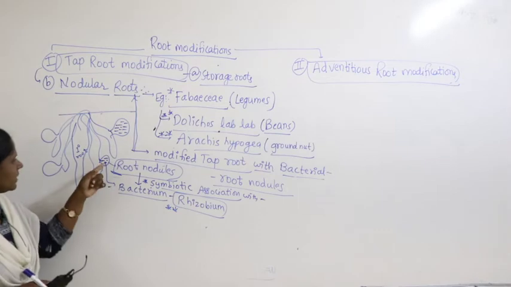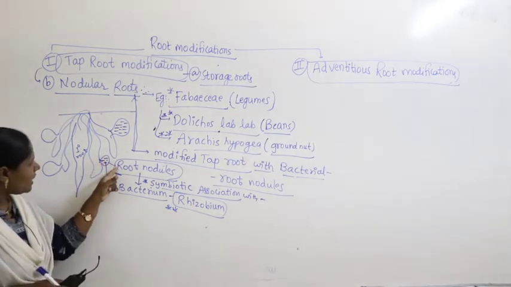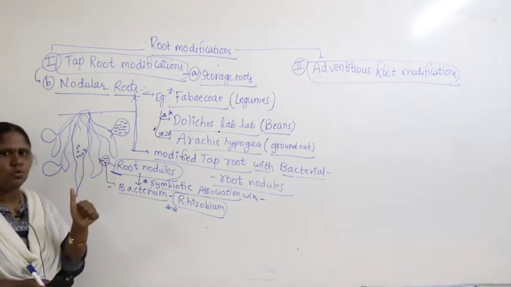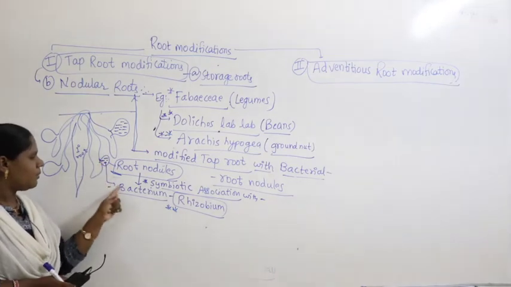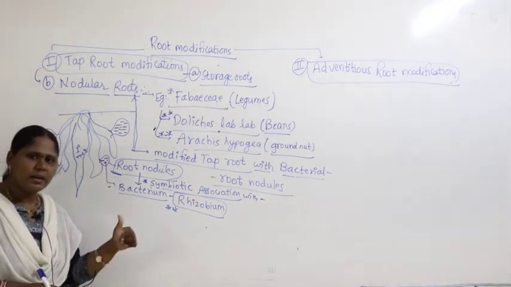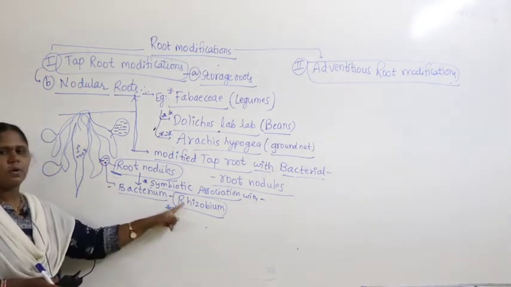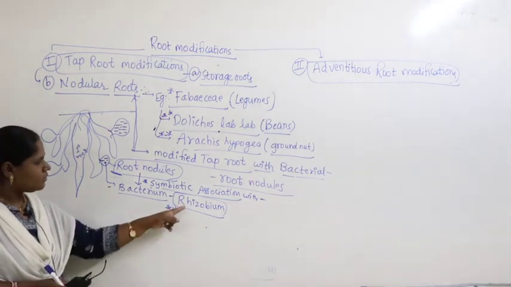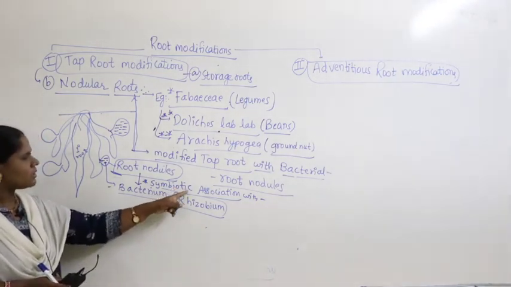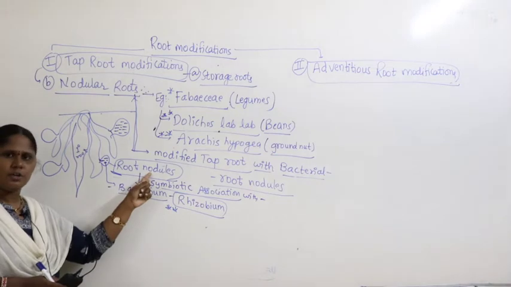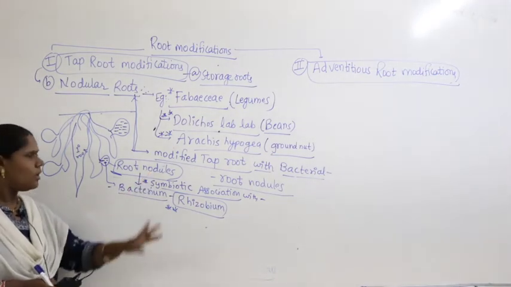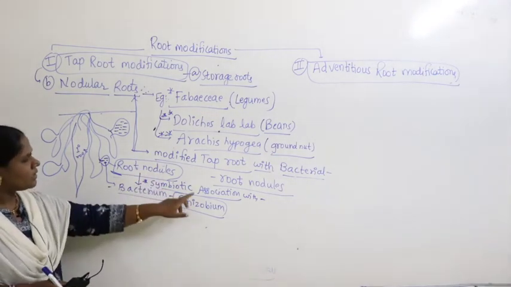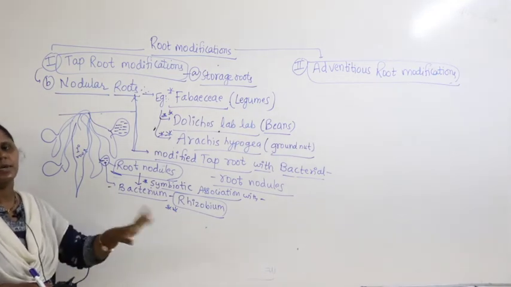So, who is present inside? Root nodules are giving shelter to whom? They are giving shelter to a bacterium. Which bacterium? Rhizobium. What's the meaning of that? Rhizobium shows symbiotic association with root nodules, or we say root nodules show symbiotic association with Rhizobium.